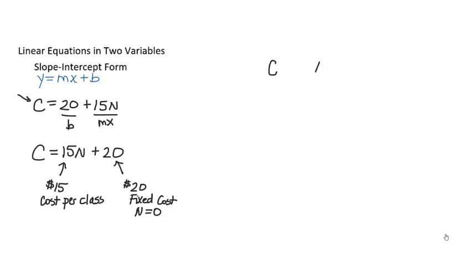Now let's suppose that C and N represented the same values, the cost of ballet classes and the number of ballet classes. But I told you that the relationship between them was actually C equals 20N. How would we interpret this cost to number of classes relationship? Well, in this case, the slope would be 20. So that would be $20 as the cost per class. And what would the y-intercept be? There's nothing written here. That's the same as saying that we have a y-intercept of 0. So what that tells us is that there's no sign-up cost, no fixed cost for 0 classes.